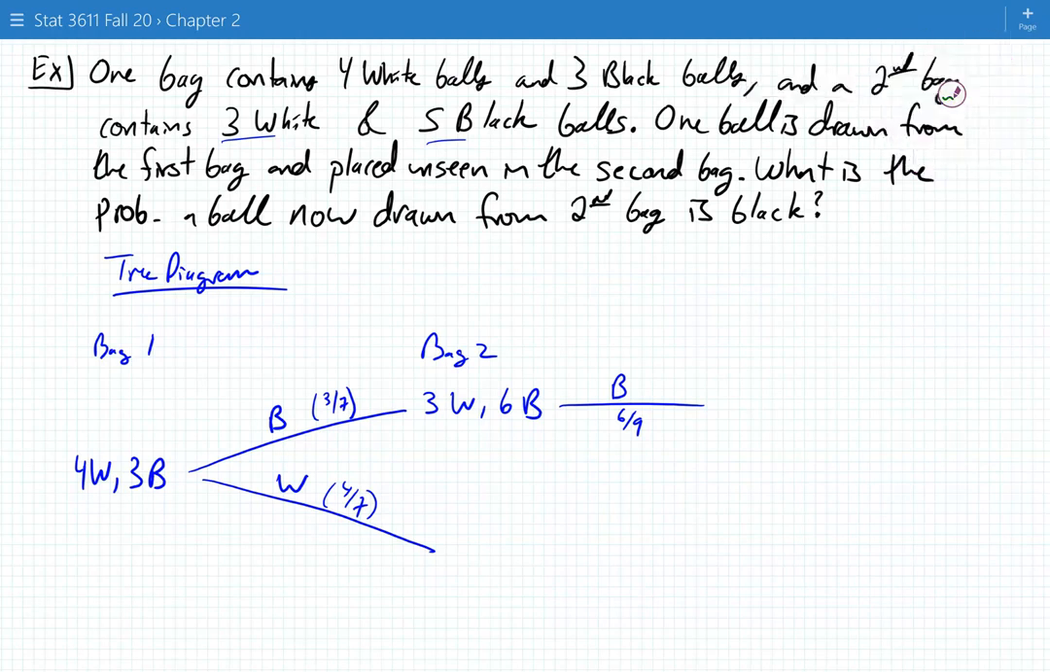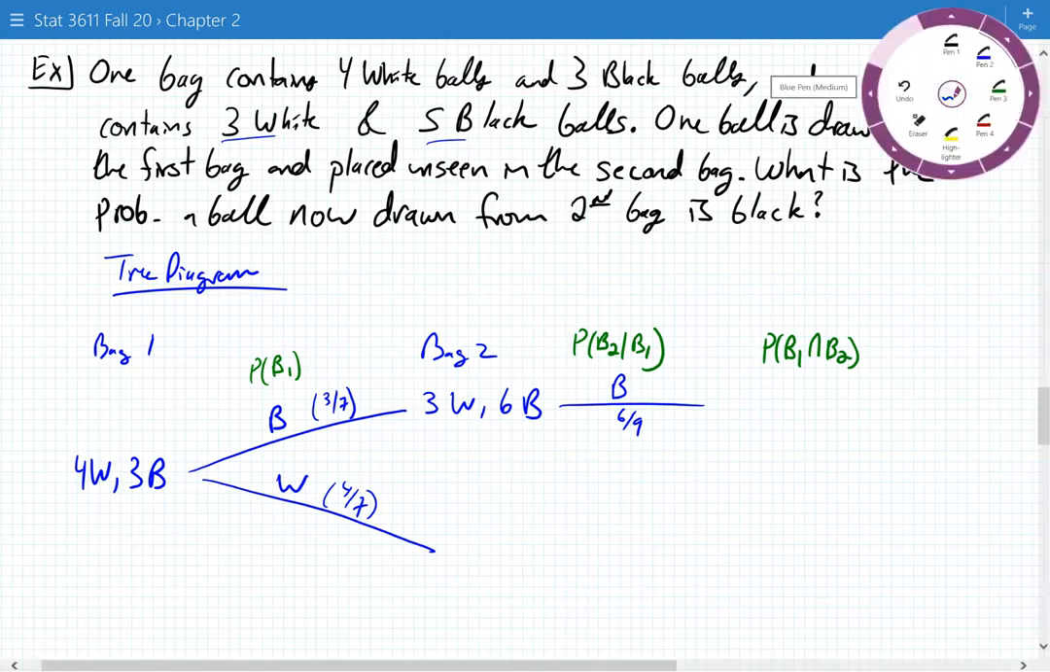6/9, okay? Think about what this is here, right? Think about what's going on here, okay? This is the probability of the first ball being black from bag 1. So I'm going to say that's like B1 or something like that, right? This 6/9 is a conditional probability. Given that you had a black ball from bag 1, what's the probability you get a black ball in bag 2? That's a conditional probability. Multiplying these things together would give us the probability that we get a black ball in bag 1 and a black ball in bag 2.